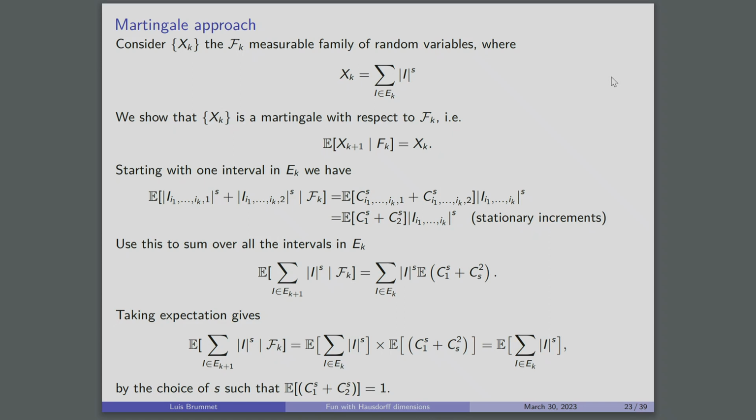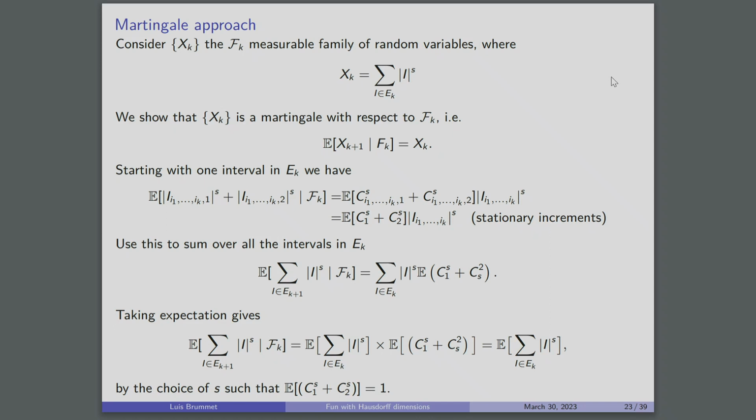You could start with one interval, and you just go as follows, given the information of Fk. Then, what do you know about the length of those intervals? The lengths of those intervals are always given by the ratios times the length of the interval one generation before. But we said before in our construction that the ratio of the lengths is never going to change.